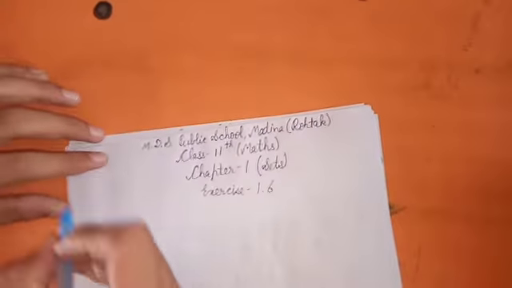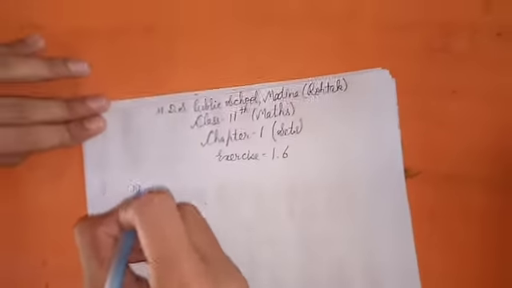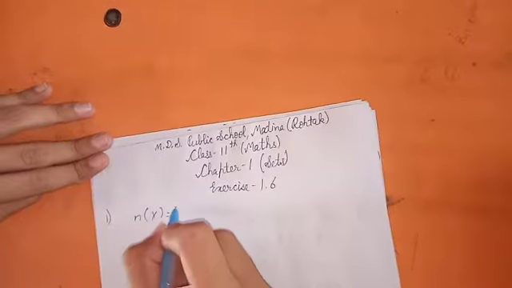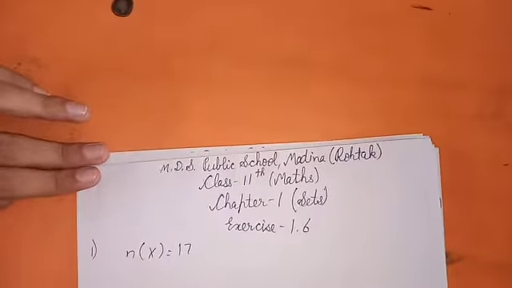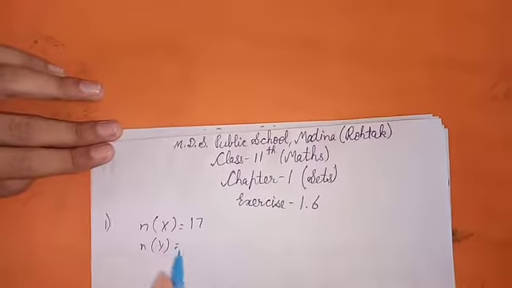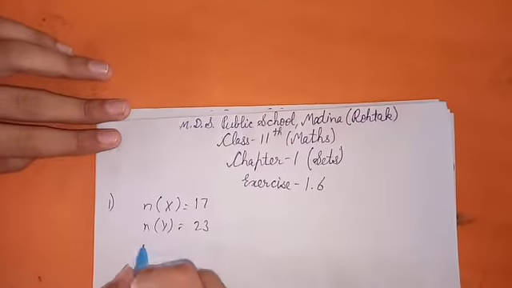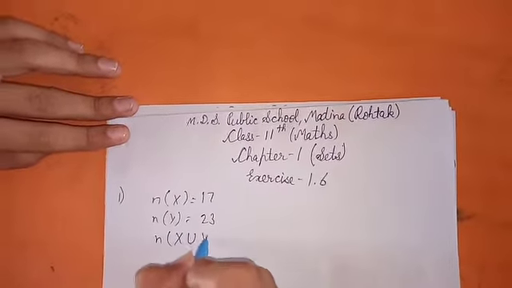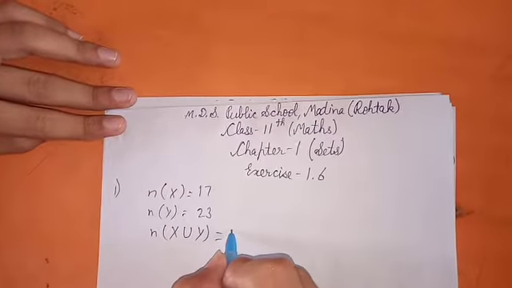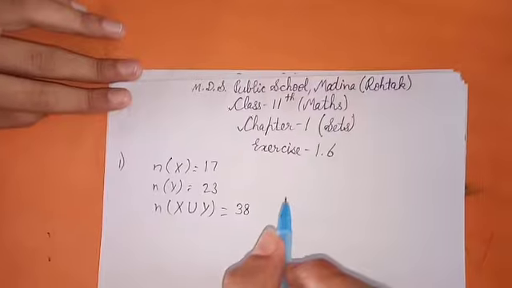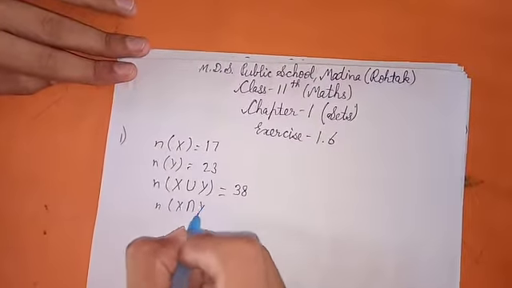Okay, so the first question given to us is: if X and Y are two sets such that n(X) is given to us as 17, meaning the number of elements in set X is 17, and the number of elements in set Y is 23. Also, they have given us the union of these two sets, n(X ∪ Y), which is equal to 38. Now they are asking us to find n(X ∩ Y).